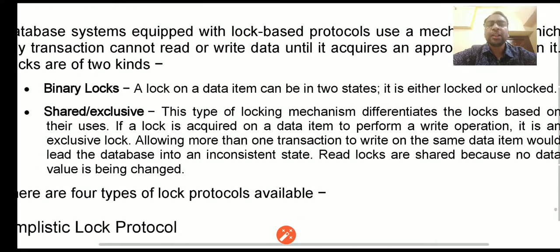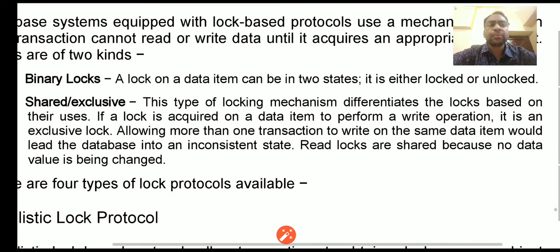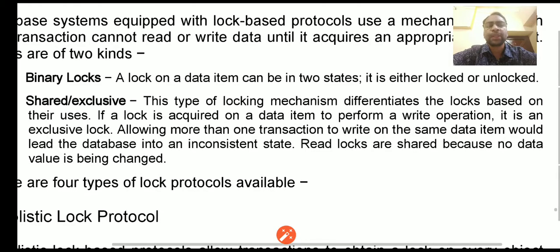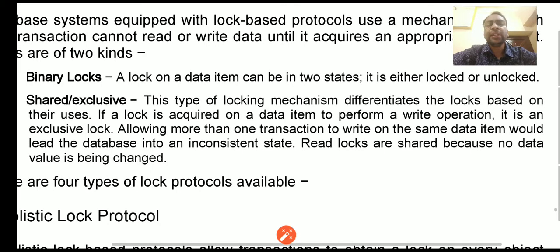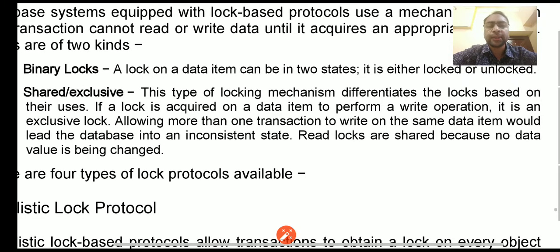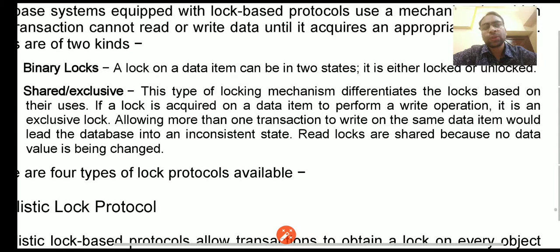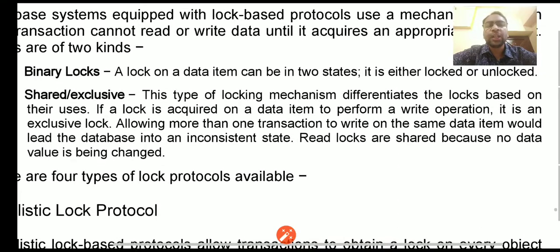Now the other type of lock is the shared or exclusive lock. This locking mechanism differentiates the locks based on their uses. If a lock is acquired on a data item to perform a write operation, it is an exclusive lock. Allowing more than one transaction to write on the same data item would lead the database into an inconsistent state. On the other hand, if the transaction wishes to read the data item, then it applies a shared lock. So there are two types of locks, one is the shared and the other is the exclusive, depending upon the type of operation.